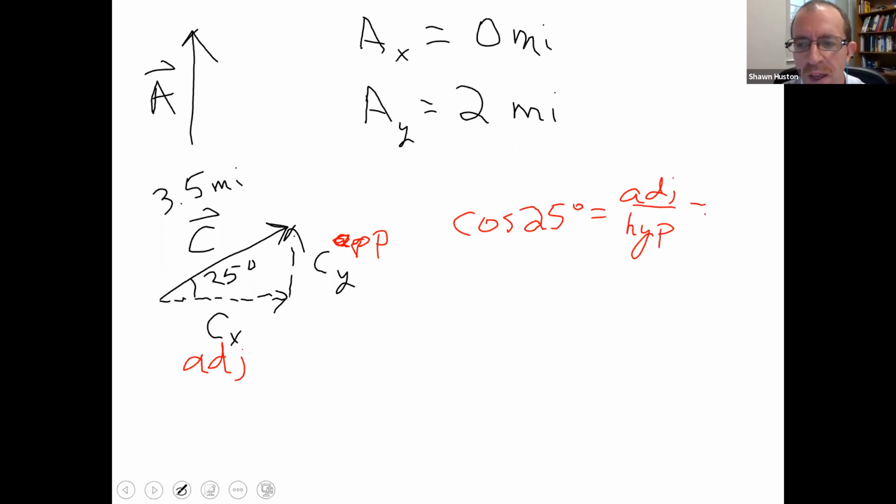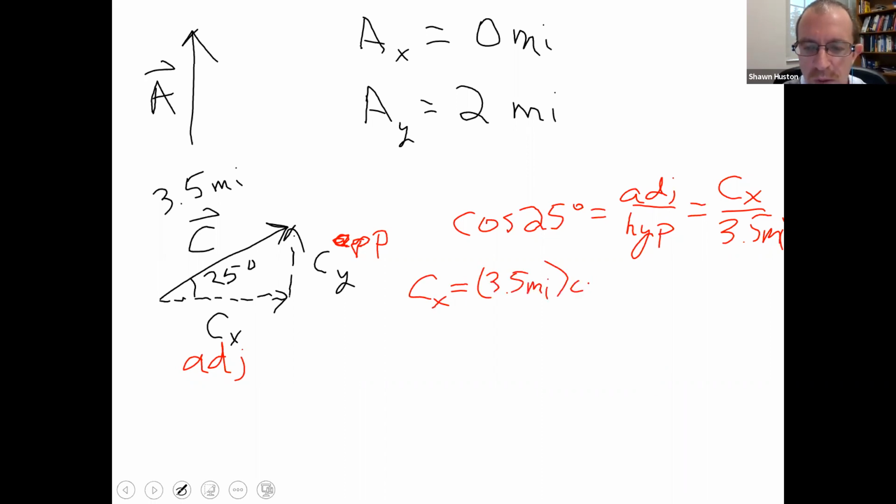All right. We know SOHCAHTOA, cosine of 25 degrees is going to be equal to adjacent over hypotenuse. My adjacent side is the C sub x side. My hypotenuse is 3.5 miles. So if I multiply this out and solve for C sub x, I get C sub x is equal to 3.5 miles times the cosine of 25 degrees. And if I plug that into a calculator, I will get out the result 3.17 miles.